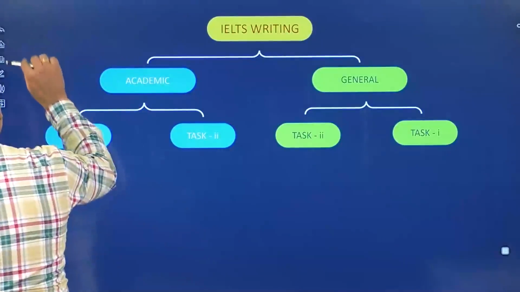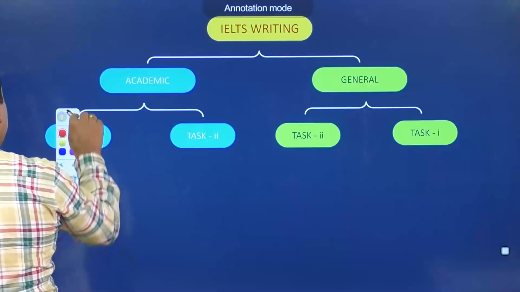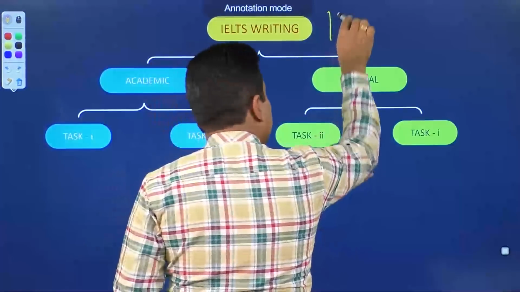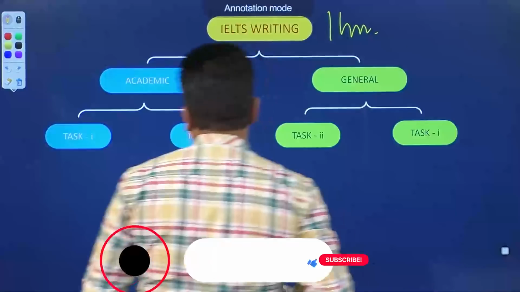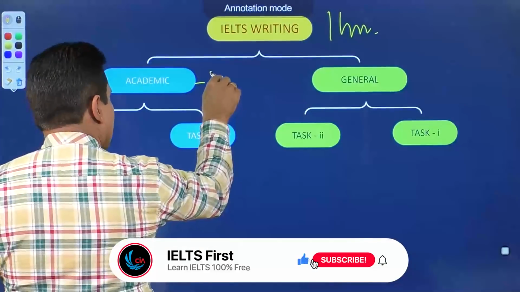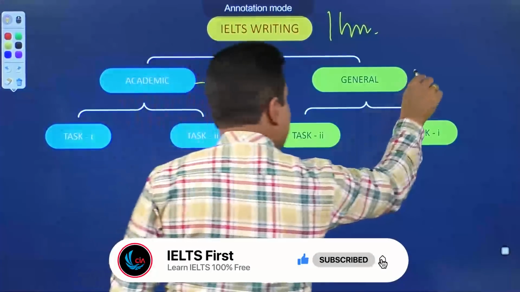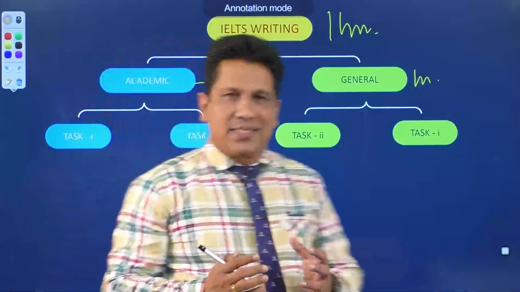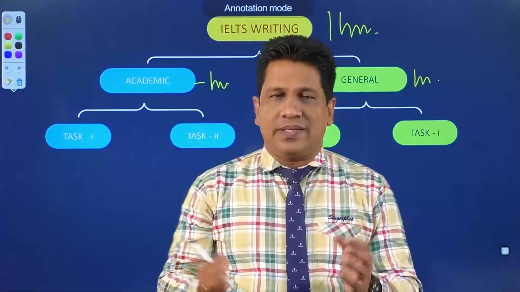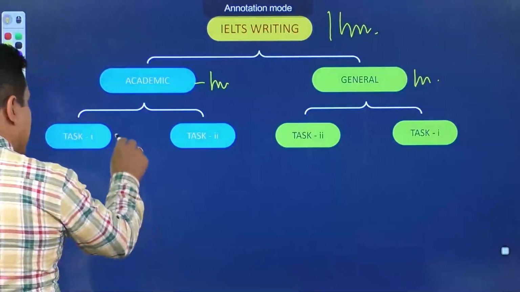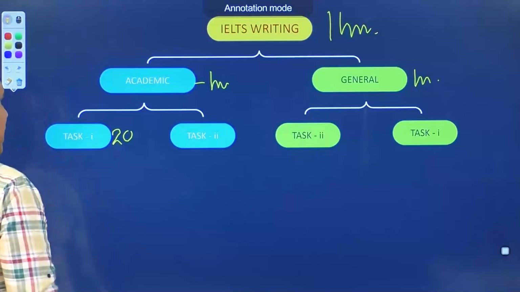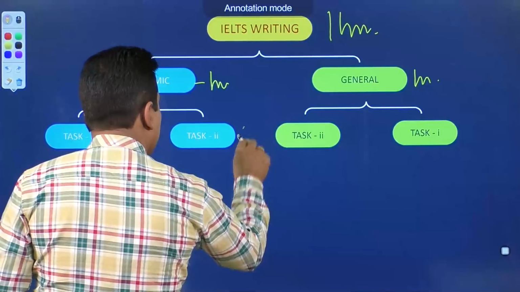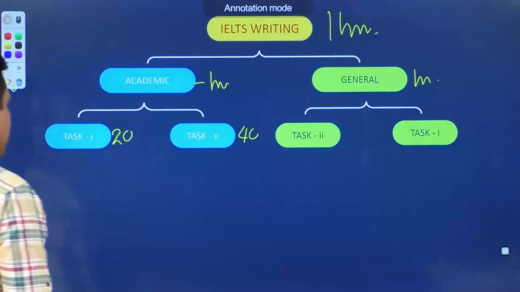Right. IELTS academic or general, both are normally a 1 hour test. This academic test is a 1 hour test, and the general test is a 1 hour test, as I mentioned. In this academic 1 hour test, there are 2 parts. Part 1 of academic is a 20 minute part, and part 2, task 2 of academic, is a 40-minute section.